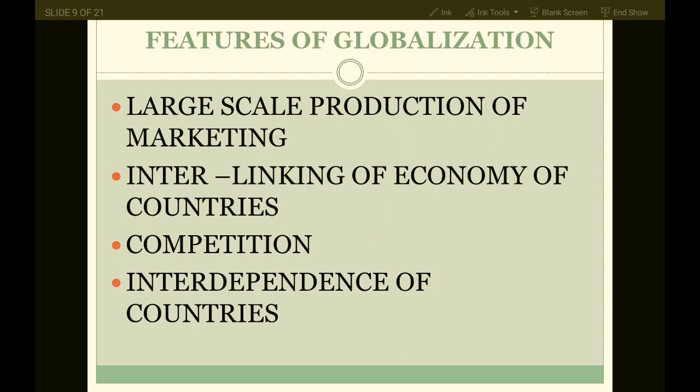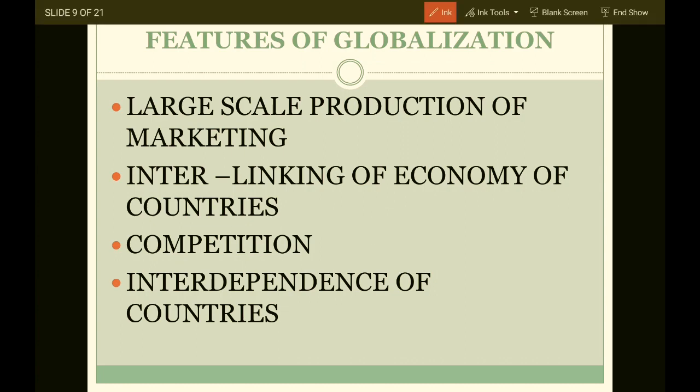Now, features of globalization. What are the features of globalization? Large-scale production and marketing, and interlinking of economies. This is a very easy point. All economies are dependent upon each other for some product or the other. So the economies are interlinked with each other.